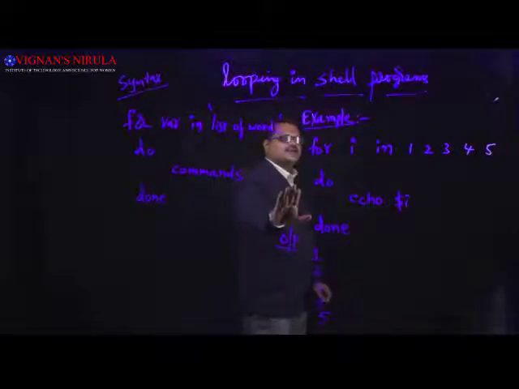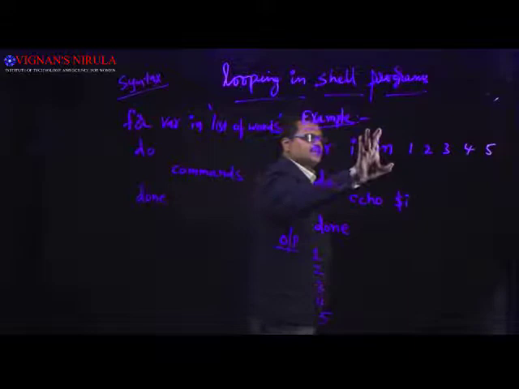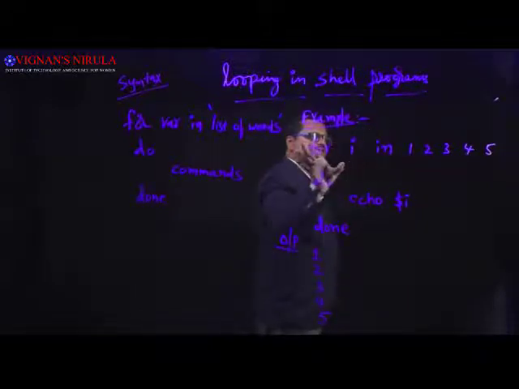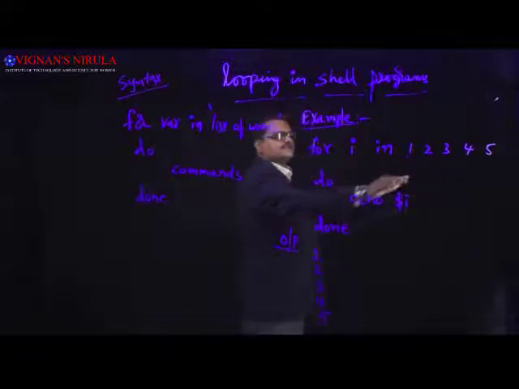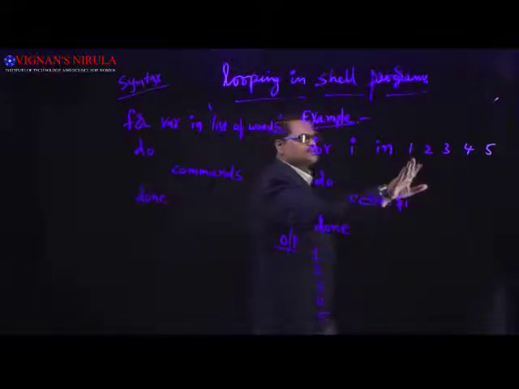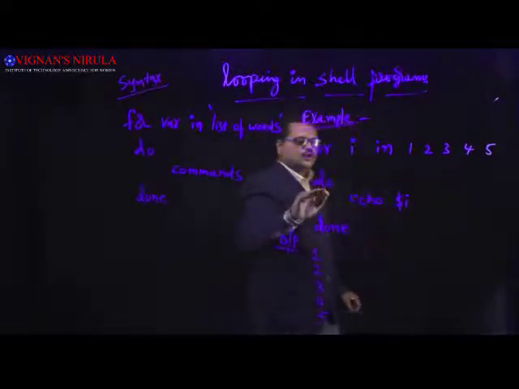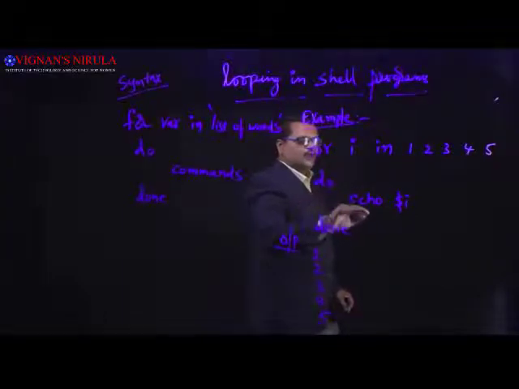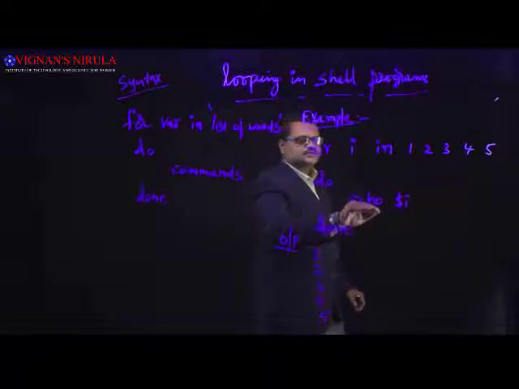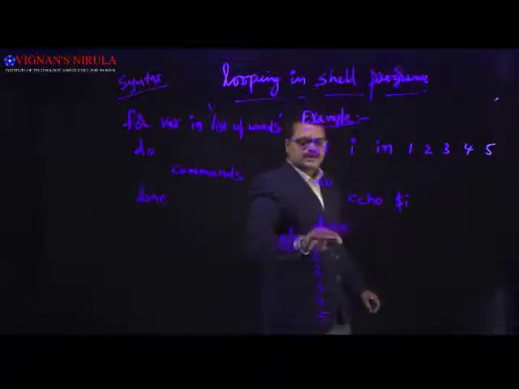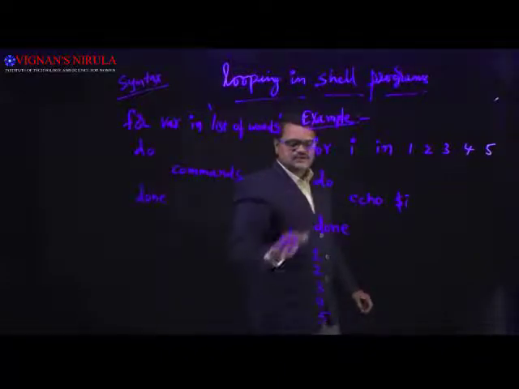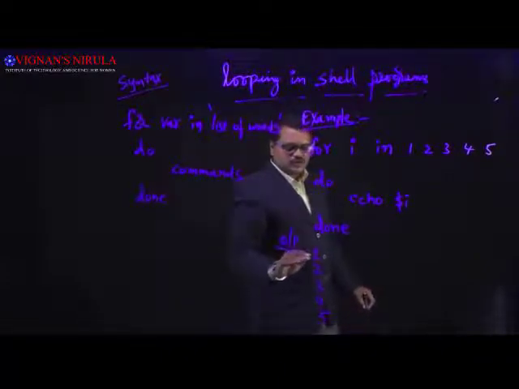What is the meaning of this? I is a control variable, for is a keyword, in is a keyword, and 1, 2, 3, 4, 5 are the elements present, the range of elements. Do marks the beginning of the loop. Echo is the command used to display the numbers. $I means the value of the variable. Done is the end of the loop. So if you execute this, you will finally get the output 1, 2, 3, 4, 5.